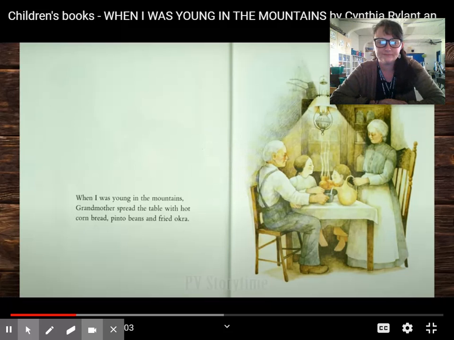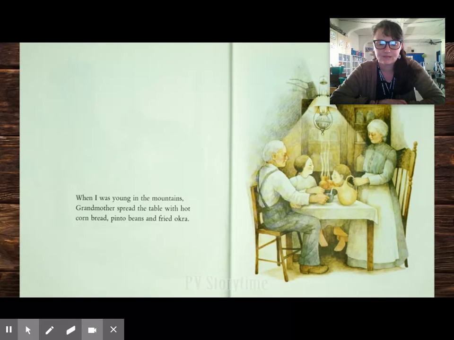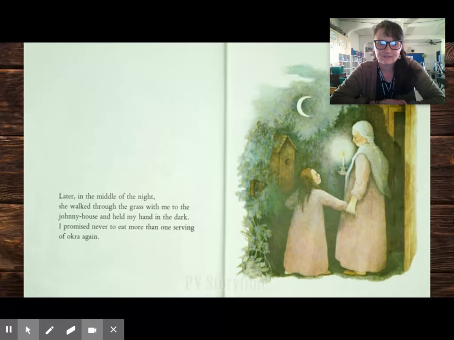When I was young in the mountains, Grandmother spread the table with hot cornbread, pinto beans, and fried okra. Later in the middle of the night, she walked through the grass with me to the Johnny house and held my hand in the dark. I promised never to eat more than one serving of okra again.